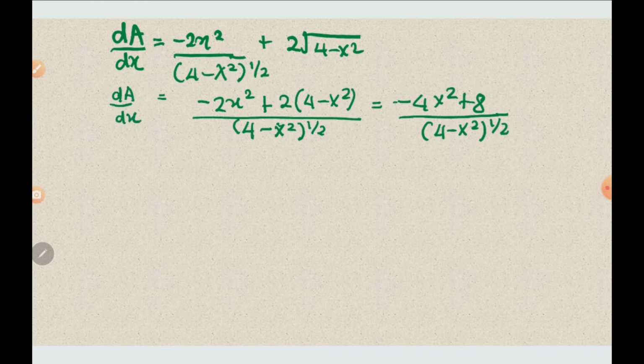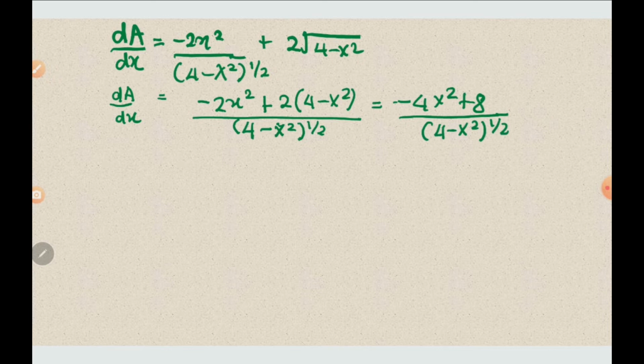Remember, to show that the area of the rectangle is maximum, you need to do the second derivative. Okay, and you have to substitute the value of x into the second derivative, and you have to show that the second derivative after you substitute the value of x equals square root of 2 must be a negative value. Okay, therefore we have to do the second derivative now.